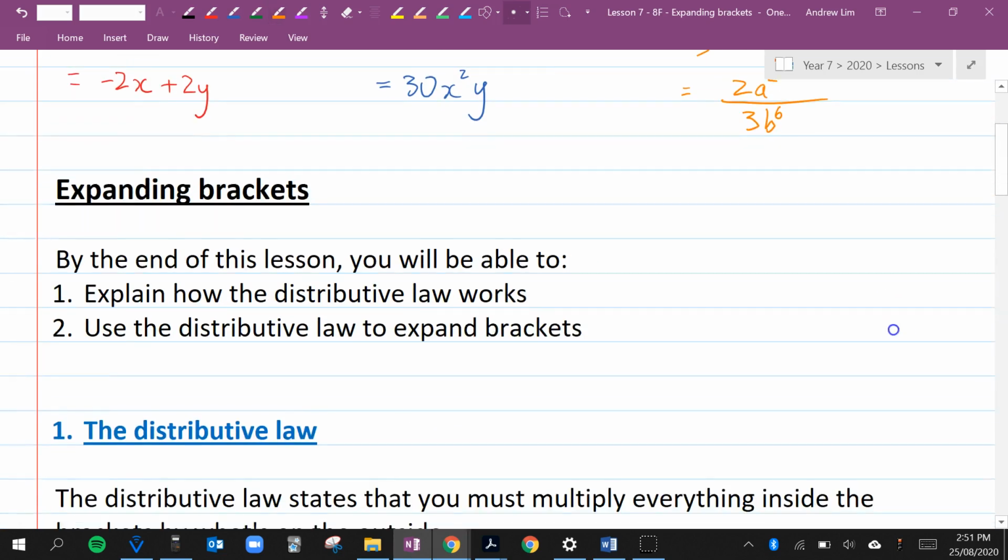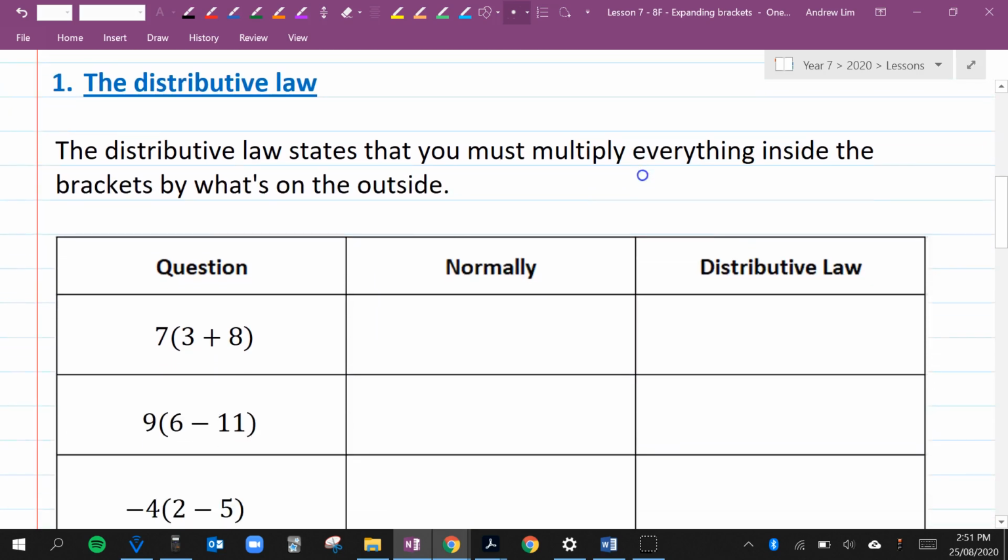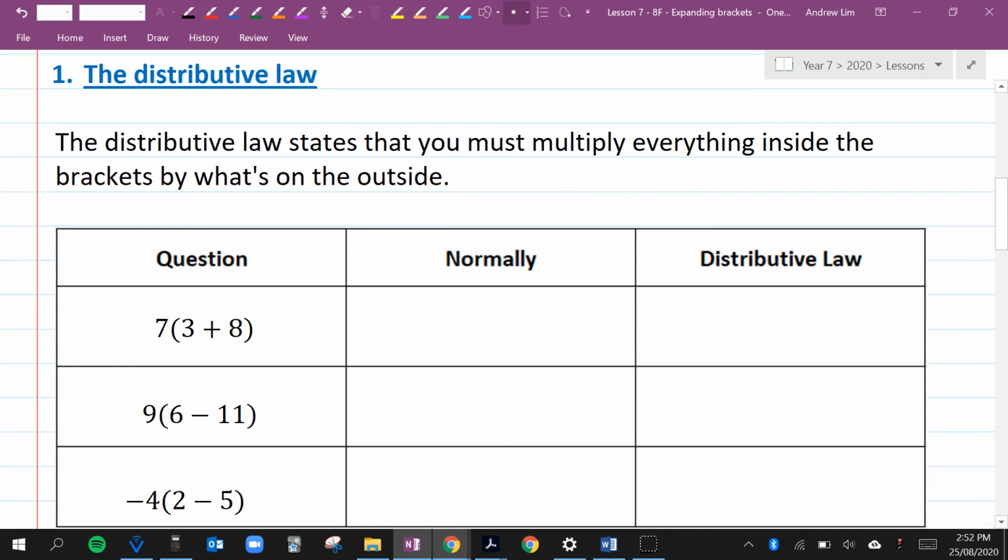Okay, so in today's lesson, we're going to be looking at expanding brackets. By the end of this lesson, you'll be able to do these two things: explain how the distributive law works, and use the distributive law to expand brackets. So what is the distributive law? The distributive law states that you must multiply everything inside the brackets by what's on the outside.